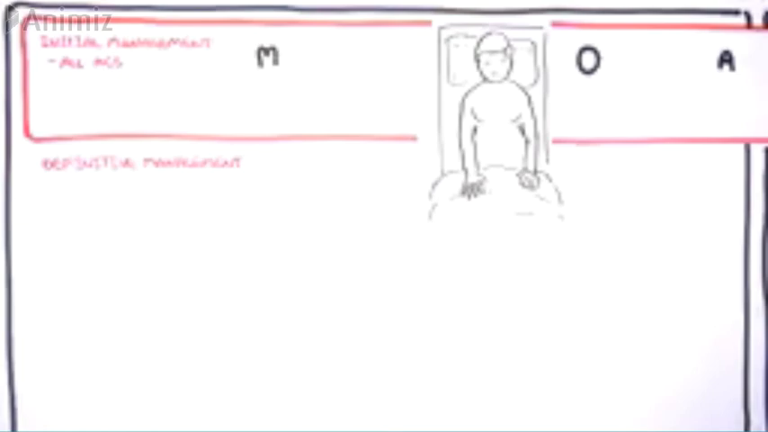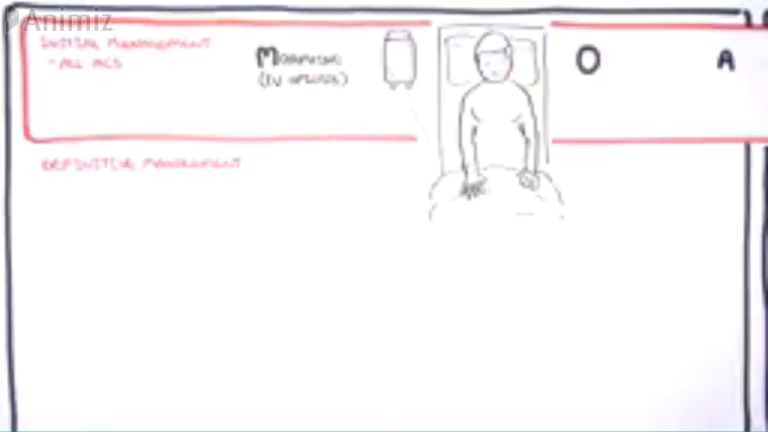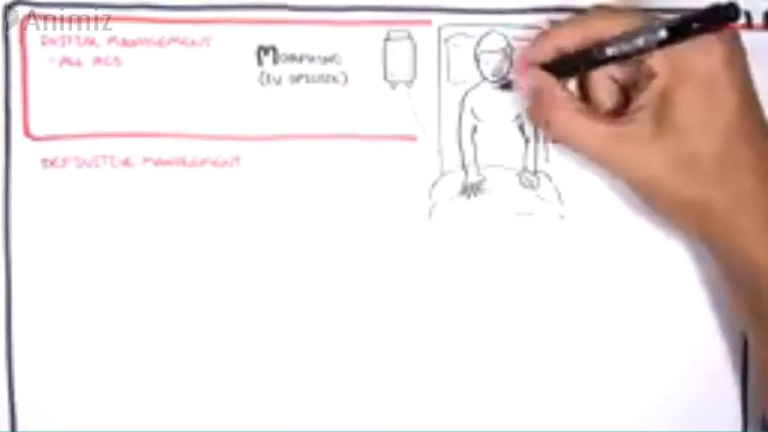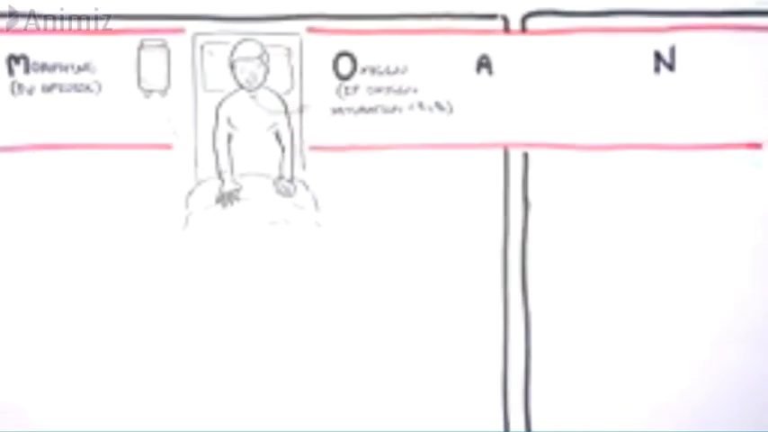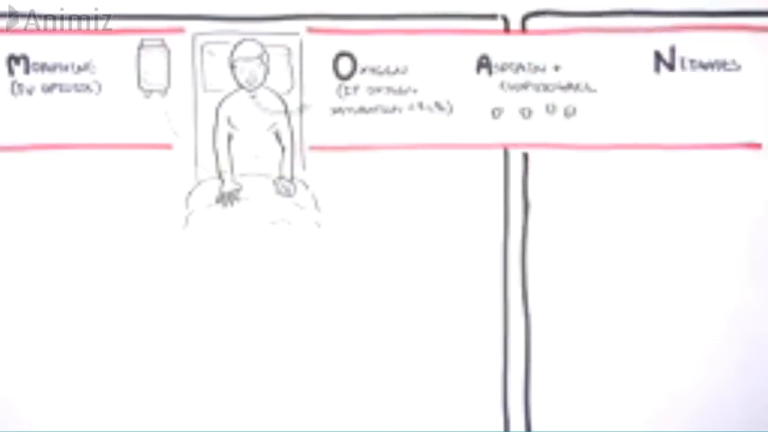And this includes M for morphine, or specifically for opioids, intravenously. O is for oxygen, if the oxygen is low. A is for aspirin, as well as clopidogrel, to protect the heart from further insult, as well as nitrates, to reduce the workload on the heart and to allow for more oxygen flow to the heart.